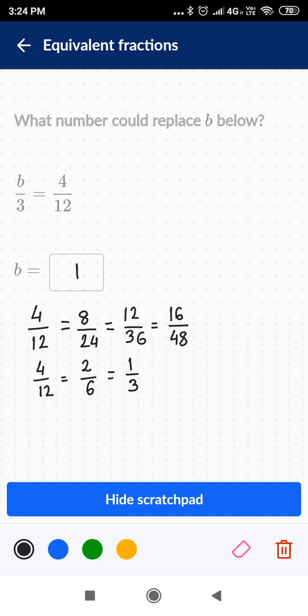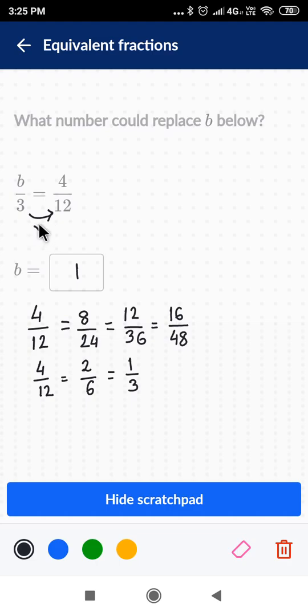Now you may wonder that this is a very tedious process. You have to find so many equivalent fractions in order to solve this problem. That is not the case. I showed you all these equivalent fractions so that you will understand what equivalent fractions are. What we have to do here to solve a particular problem is to study the relationship.